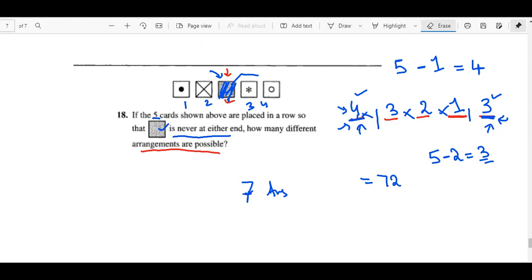Please tell me honestly. Yes, ma'am. Are you sure, Zahib? Did you understand why we have 4 and 3? Yes, ma'am. Okay. And Ishil, are you clear as well? No, ma'am. I don't understand. You did not understand, right? Okay. So I'll explain this again. No worries.